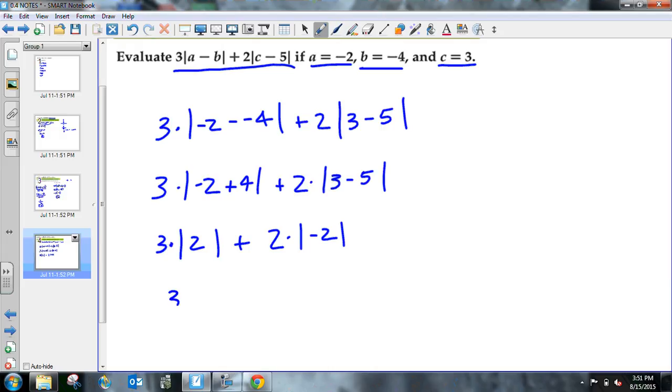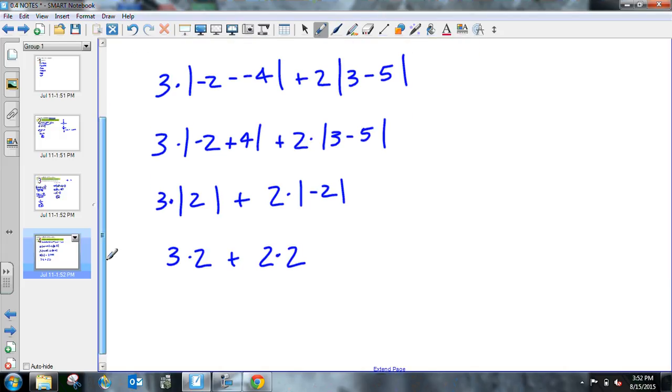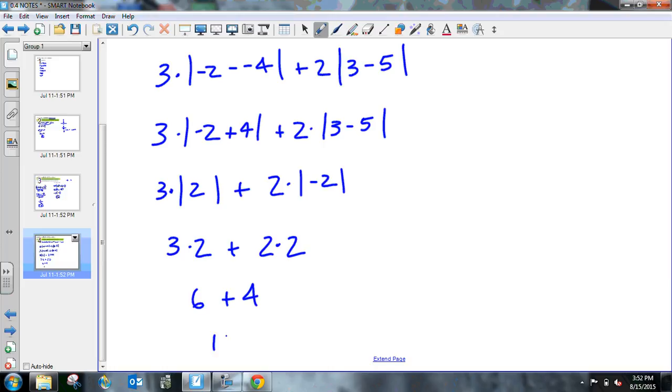So now I've got this. I've got 3 times 2 plus 2 times the absolute value of negative 2. Now, the absolute value of negative 2, so anything that's inside my absolute value, we want to make positive. So this is going to become 2 times 2. All right, so now we just got order of operations. I've got multiplication and addition. I'm going to do the multiplication first. And so I've got 3 times 2, which is 6, plus 2 times 2, which is 4. 6 plus 4, you guessed it, folks, 10. All right, and that's our answer.